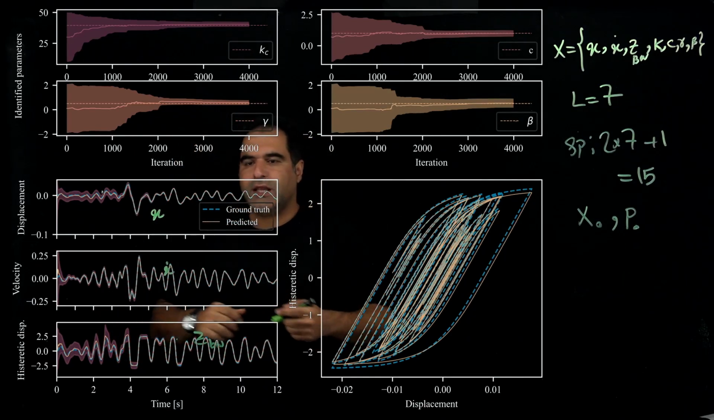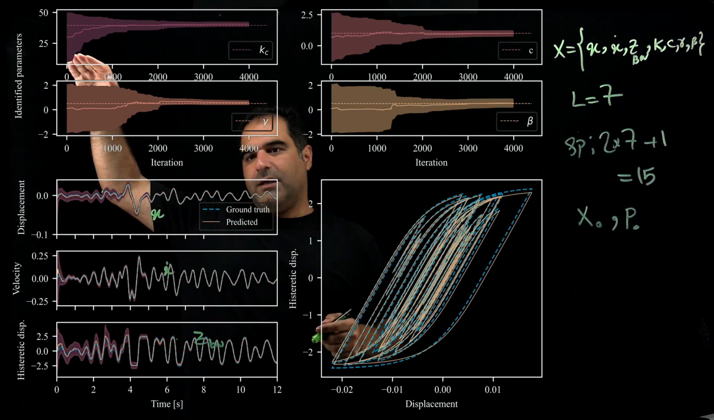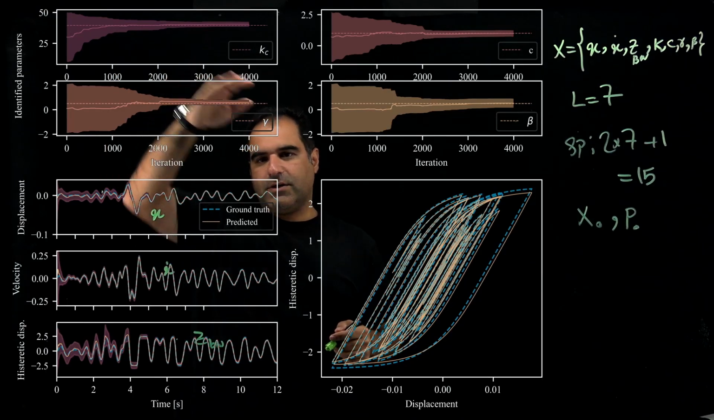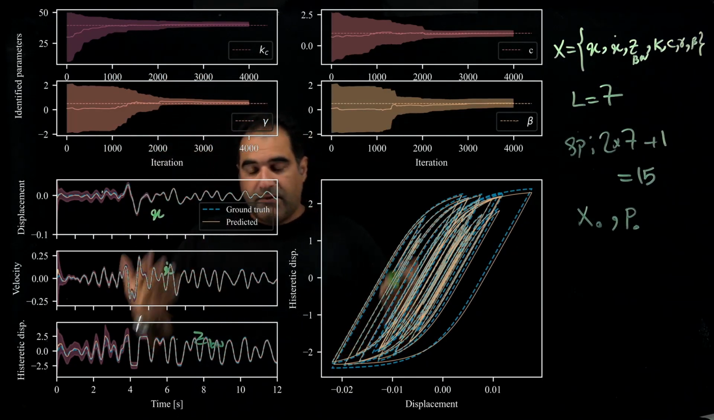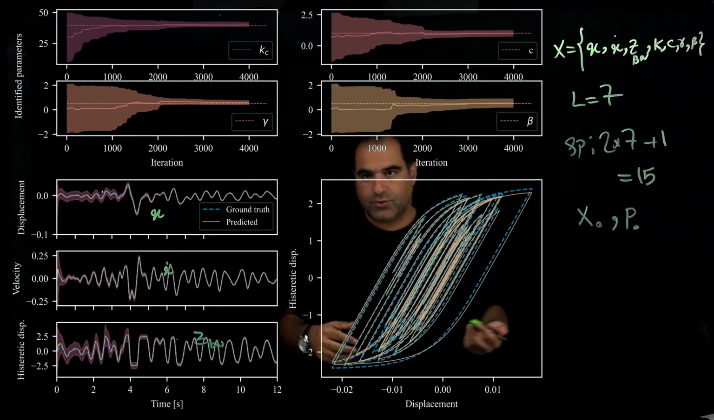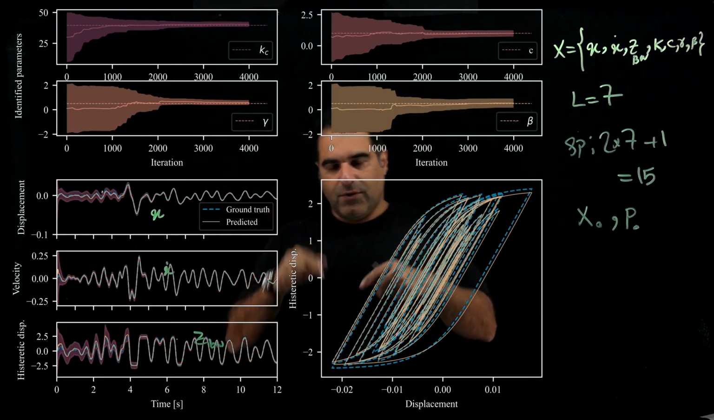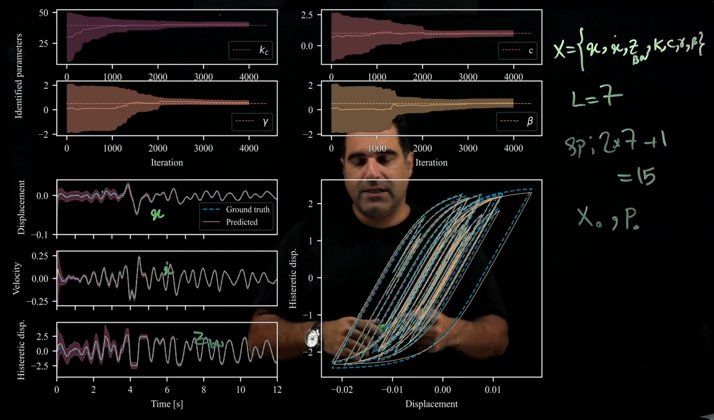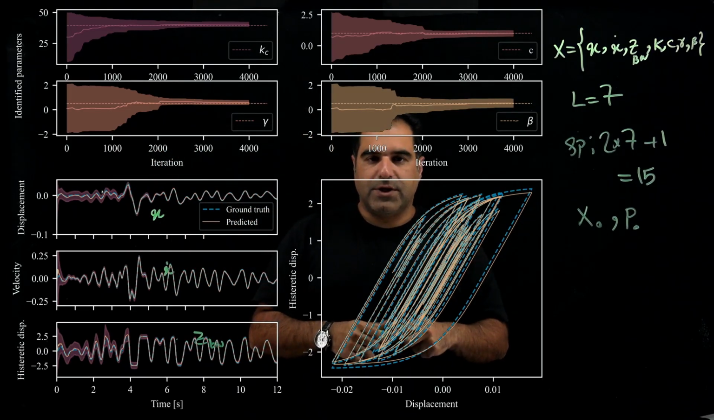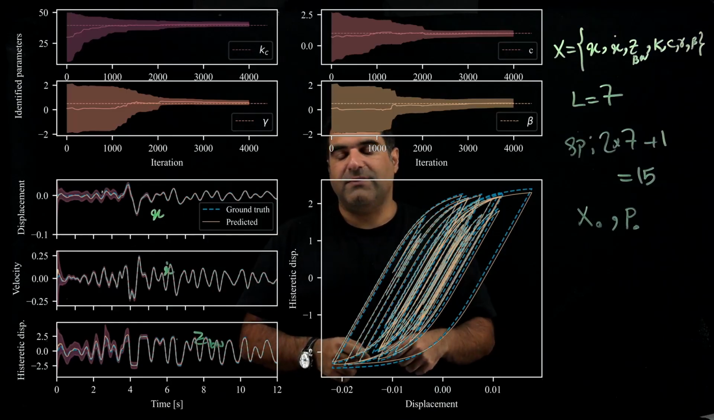The first one is k, then gamma, c, and beta. And you see at the beginning, for example, for k, the initial k value we assumed was close to 25, while the ground truth is around 40. And the unscented Kalman filter was able to catch the ground truth. And you see for all the cases, the initial value is a bit far from the ground truth, but the unscented Kalman filter was able to catch it.